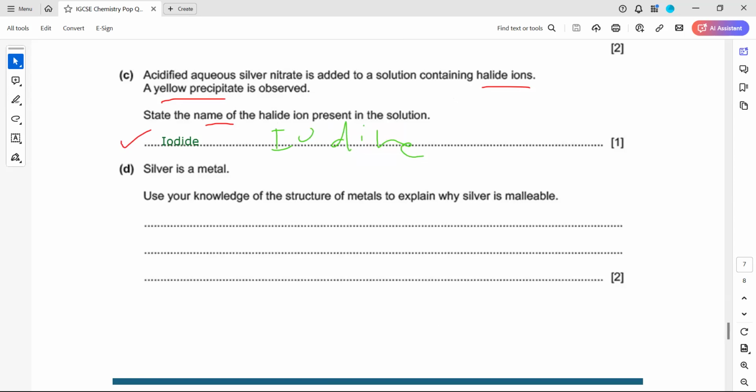The scientific term: we don't say iodine ion, we say iodide. Even for a chlorine ion, we say chloride. For a bromine ion, we say bromide. So if you are saying iodine, then you should say iodine ion, ION, or directly say iodide. Either iodine ion or iodide. Only if you say iodine, it will be wrong, because iodine refers to the molecule and iodide refers to an ion of iodine.